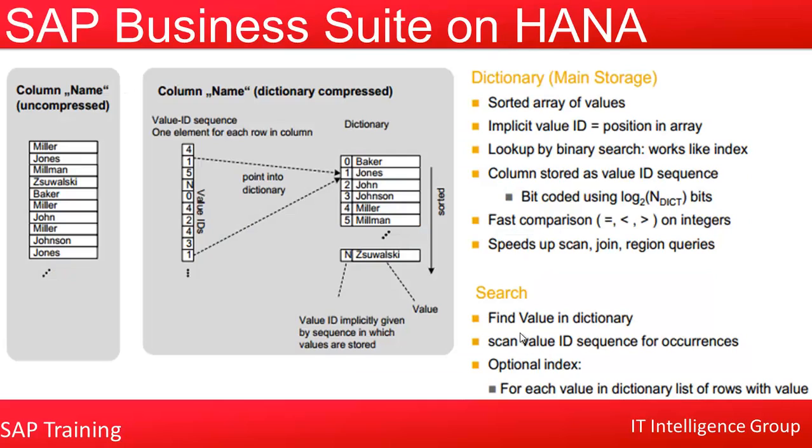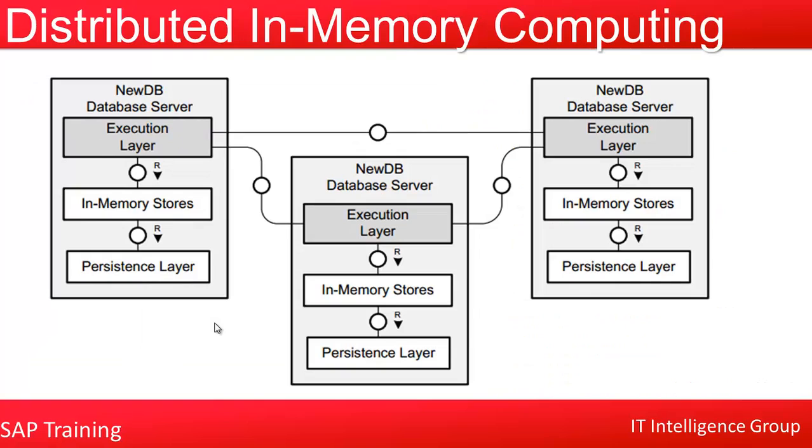This is showing how the compression is done, how the compression is achieved in the HANA database. You can see your column name, this is in uncompressed format. This is your value ID sequence, one element for each row in one column. This is how we can do the sorting and how the dictionary compression happens. You can see that these are mapped to say 1, 0, 0, 1, 2, 3, 4, 5, and these are the values which are stored, which helps to compress and reduce the size drastically.